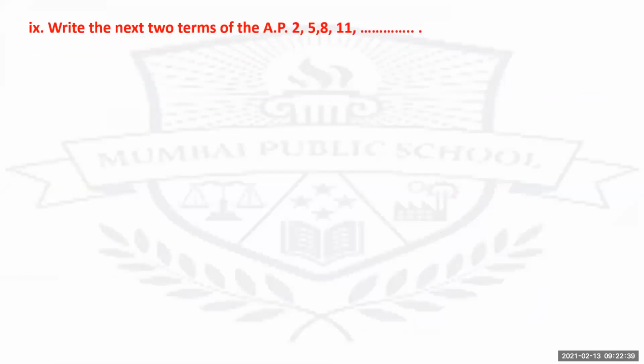Now check the next question. What they're asking is, write the next two terms of an AP 2, 5, 8, 11. You can do this directly also. You can check what the difference is here. 2 and 5, 3. Then again 5 and 8, 3. So each time the number is increasing by 3. So 11 plus 3 is going to be 14 and 14 plus 3 is 17. You can write these answers directly also, but here I'll show you how I solve this.